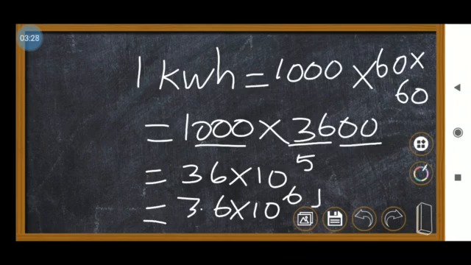So 1 kilowatt hour, the commercial unit of energy, is this much energy in joules. Remember that one. How did 10 power 6 come? The decimal point is here, and if you move the point towards the left, we add 10 power 1 for each digit you move. So 3.6 into 10 power 6 joule. The energy is equal to 3.6 into 10 to the power 6 joules.